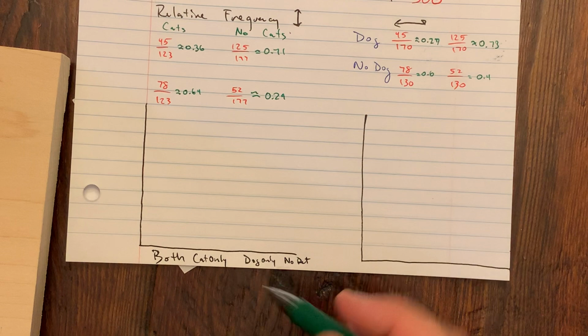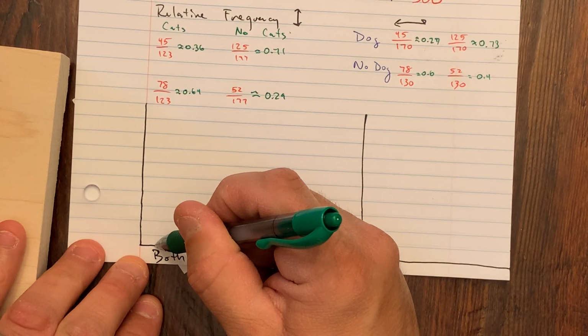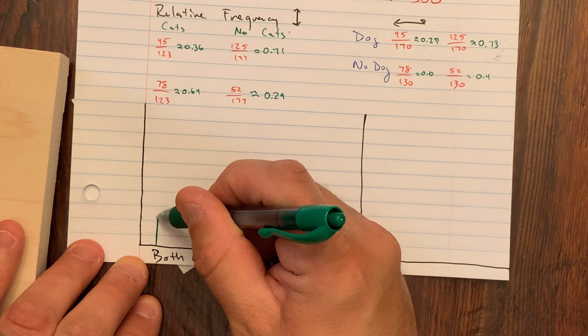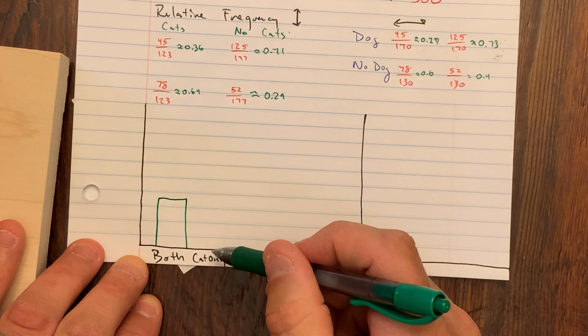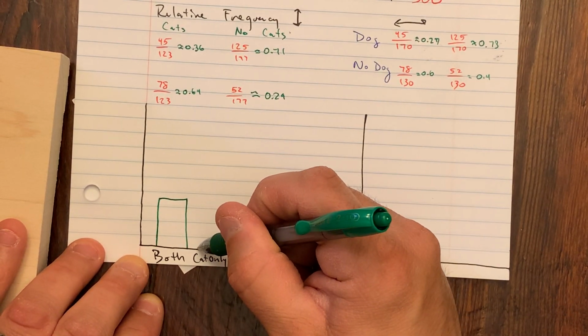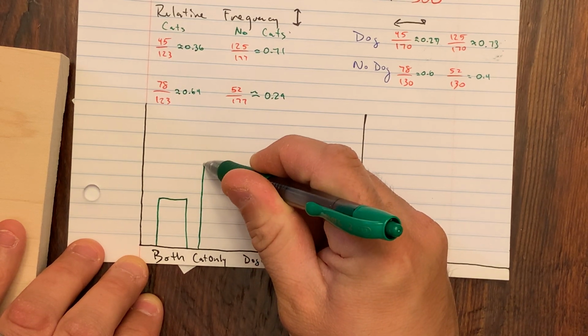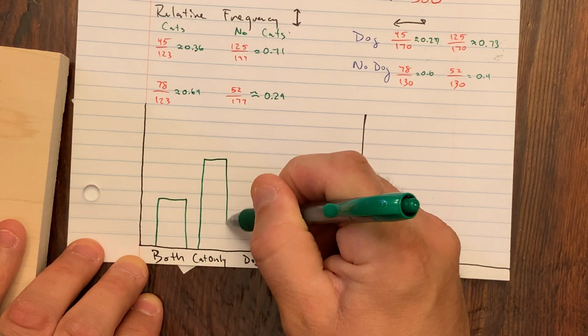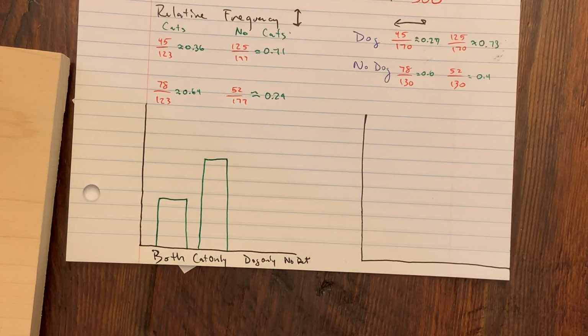All right, so what I notice when I go to graph this information now is that, okay, both was at about 0.36. So I'm gonna go up. It's 10, 20, 30, about halfway. Make my bar graph. Cat only, about 0.64. So up 10, 20, 30, 40, 50, 60 in a little bit. And I have my two bar graphs in comparison.